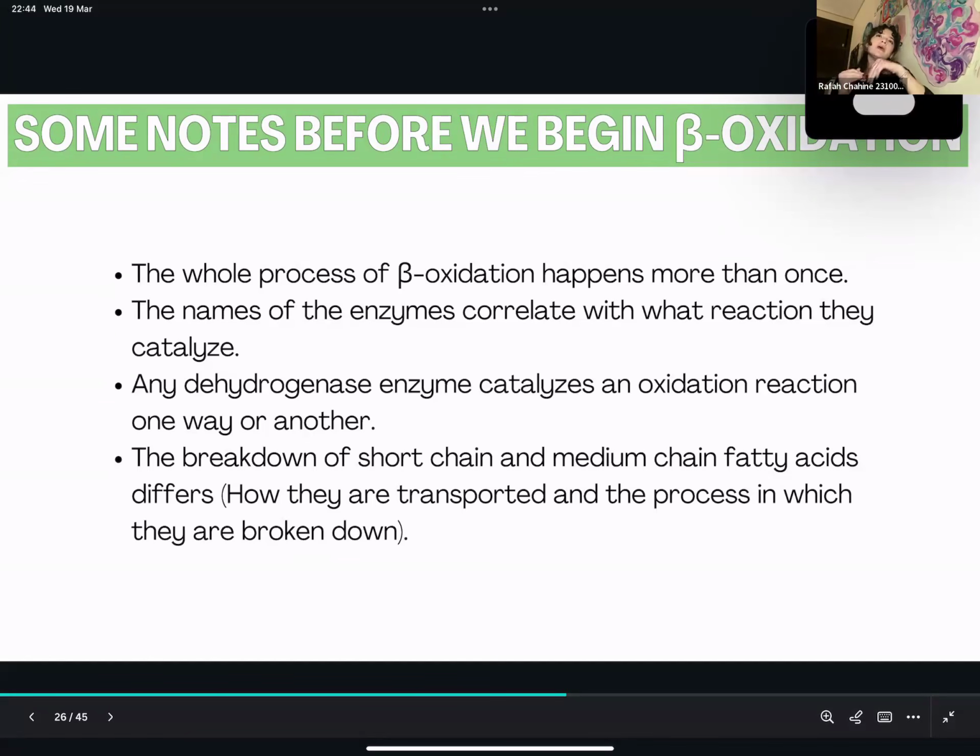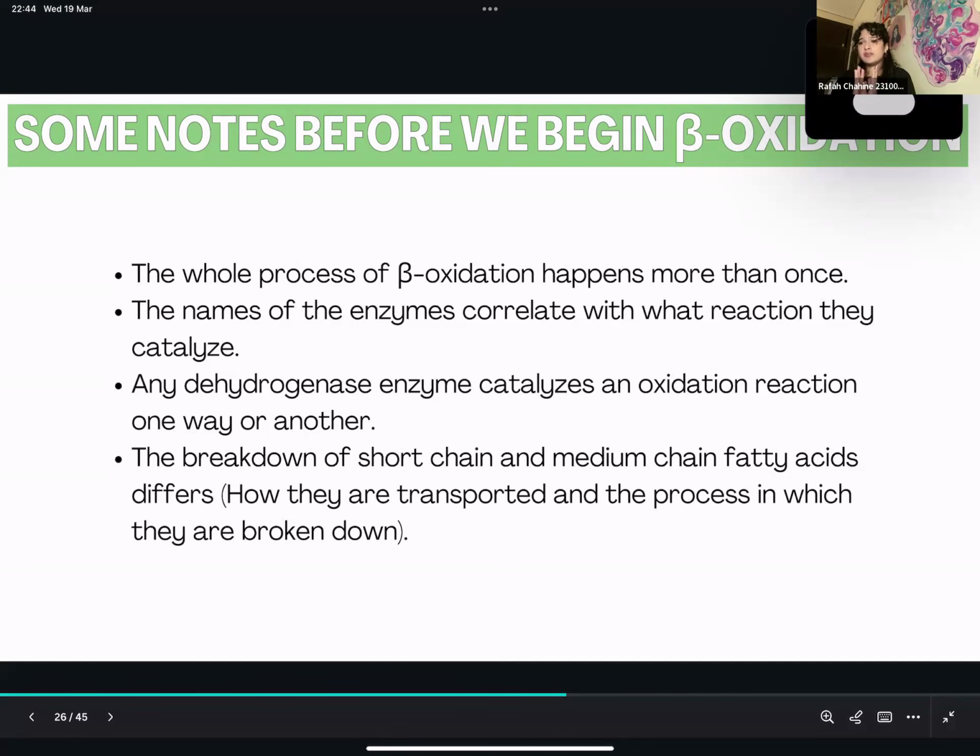So let's just say I have a long chain fatty acid, and that long chain fatty acid has 16 carbons. Obviously, after one round of beta oxidation, it will only have 14 left, which they all need to disappear before it is completely broken down. So beta oxidation is going to happen about 7 more times in order for that fatty acid to be completely broken down.